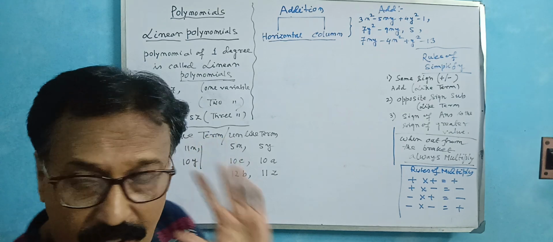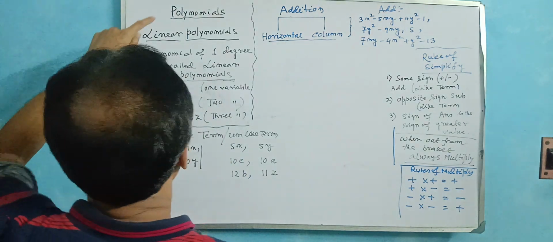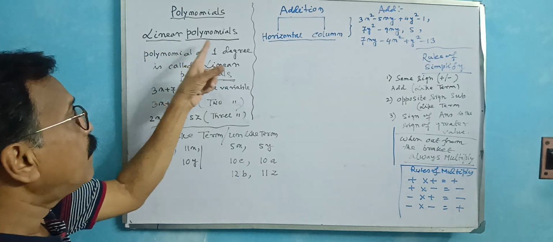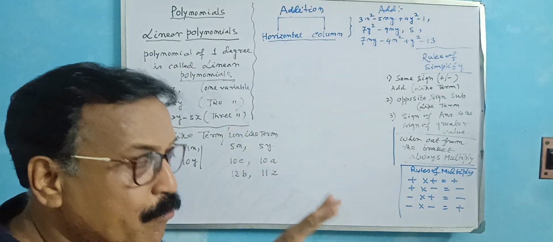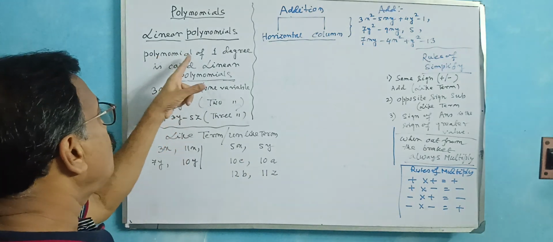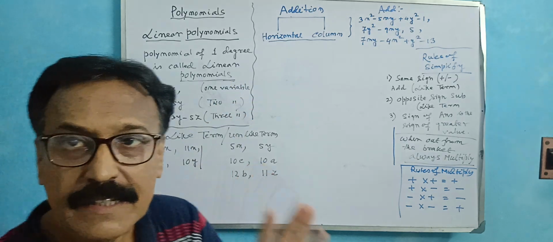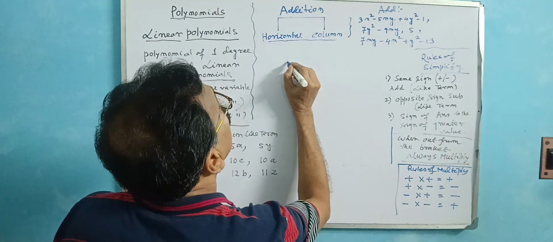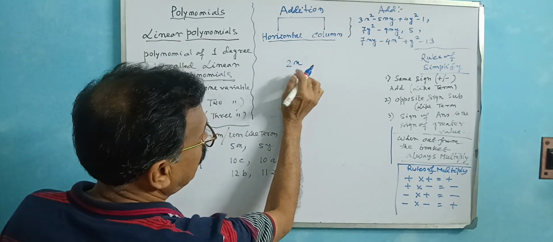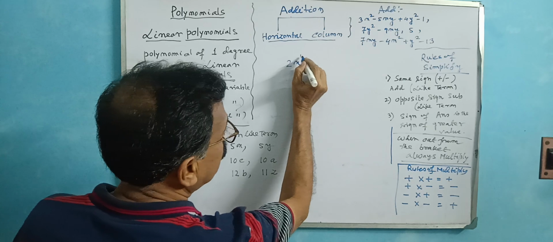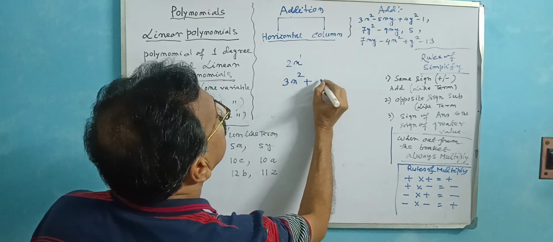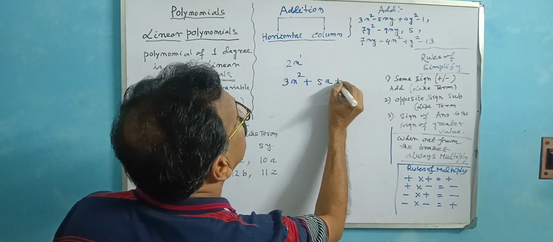I just discussed this here. This was the very important thing. Polynomials. What do you mean by linear polynomial? Linear polynomial means only the degree, 1 degree. A polynomial of 1 degree is called a linear polynomial. Suppose here 2x. The degree means, in case of the literal part, the power is 1. This is actually the degree. Suppose here 3x square plus 5x plus 2.